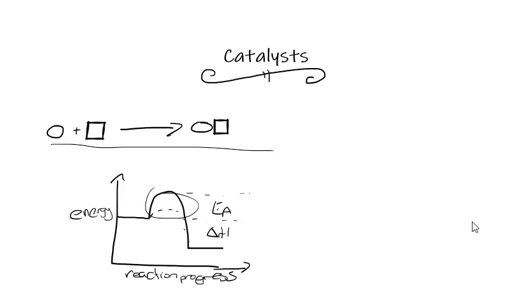So this means that instead of the reactants needing this much energy here to react, they now only need this much energy here to react. So the effect of that is that more of these particles are going to have sufficient energy to overcome the activation energy barrier, and so we're going to get more collisions that result in a reaction.